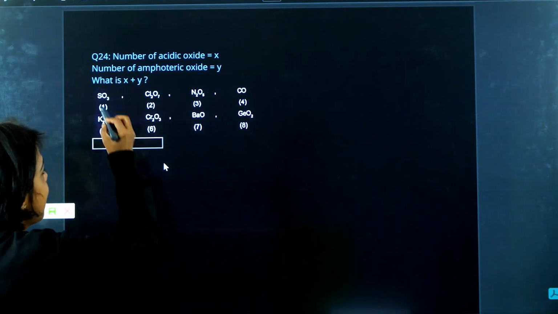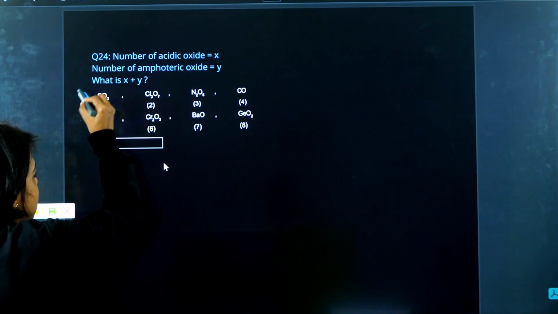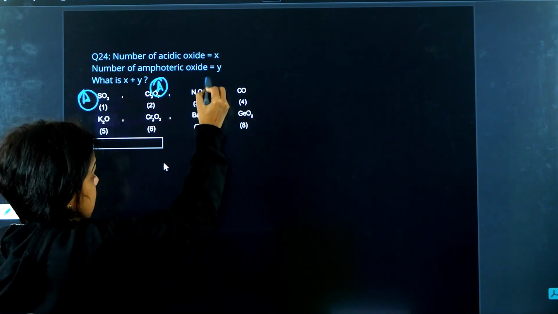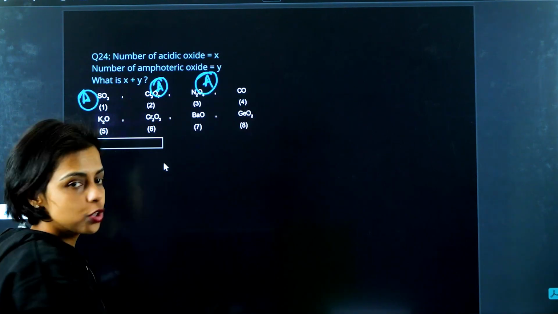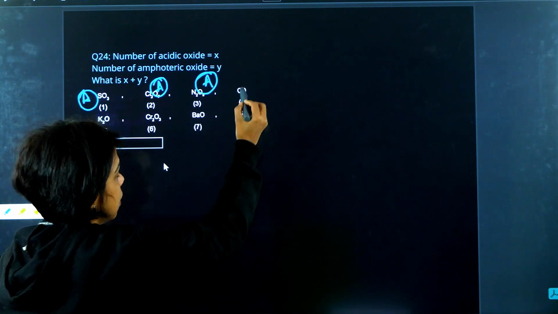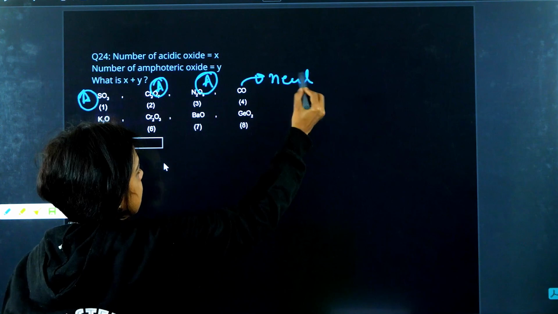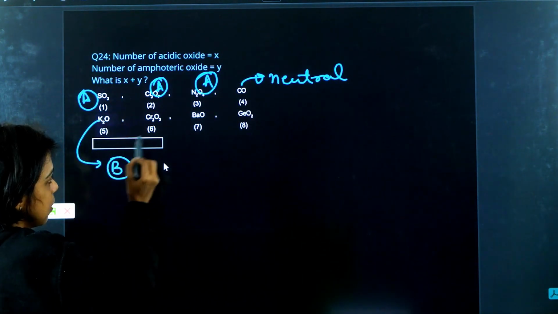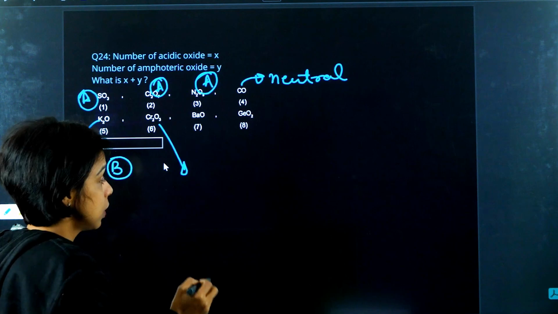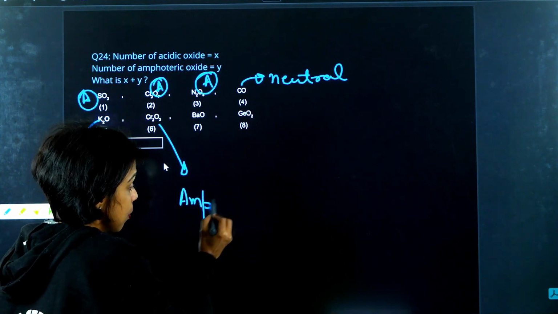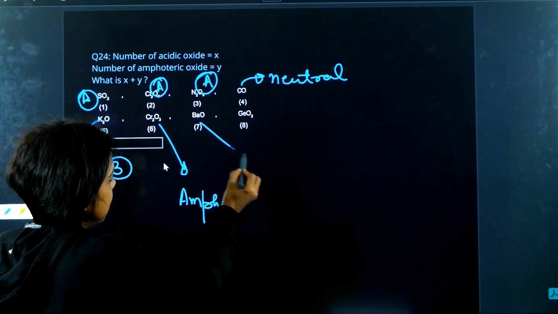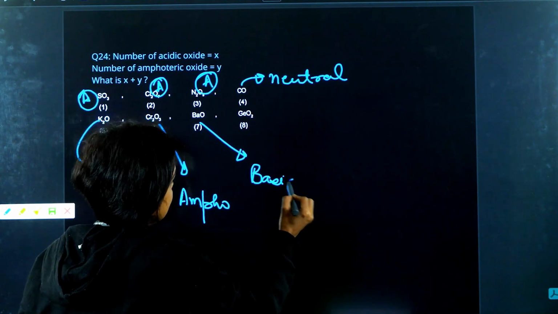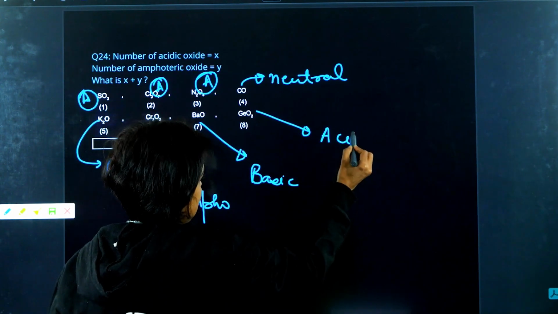Right, let's check. SO3 non-metallic oxide, acidic. Cl2O7 again non-metallic oxide, acidic. This is also acidic. CO neutral oxide; CO, NO, N2O, they are neutral. So this is a neutral oxide. K2O basic oxide, metallic oxide. This Cr2O3 is amphoteric, will react with both base and acid. Barium oxide again metallic oxide, basic. And this non-metallic one is acidic.